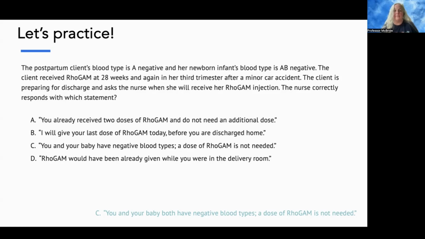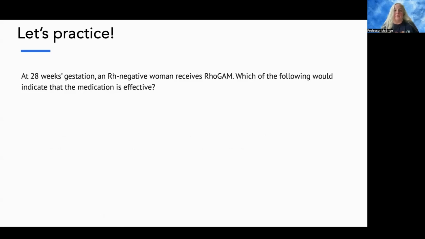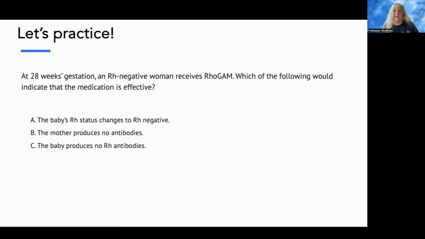So let's try another one. At 28 weeks gestation, an Rh negative woman receives RhoGAM. Which of the following would indicate that the medication is effective? A, the baby's Rh status changes to Rh negative. B, the mother produces no antibodies. C, the baby produces no Rh antibodies. And D, the mother's Rh status changes to positive.